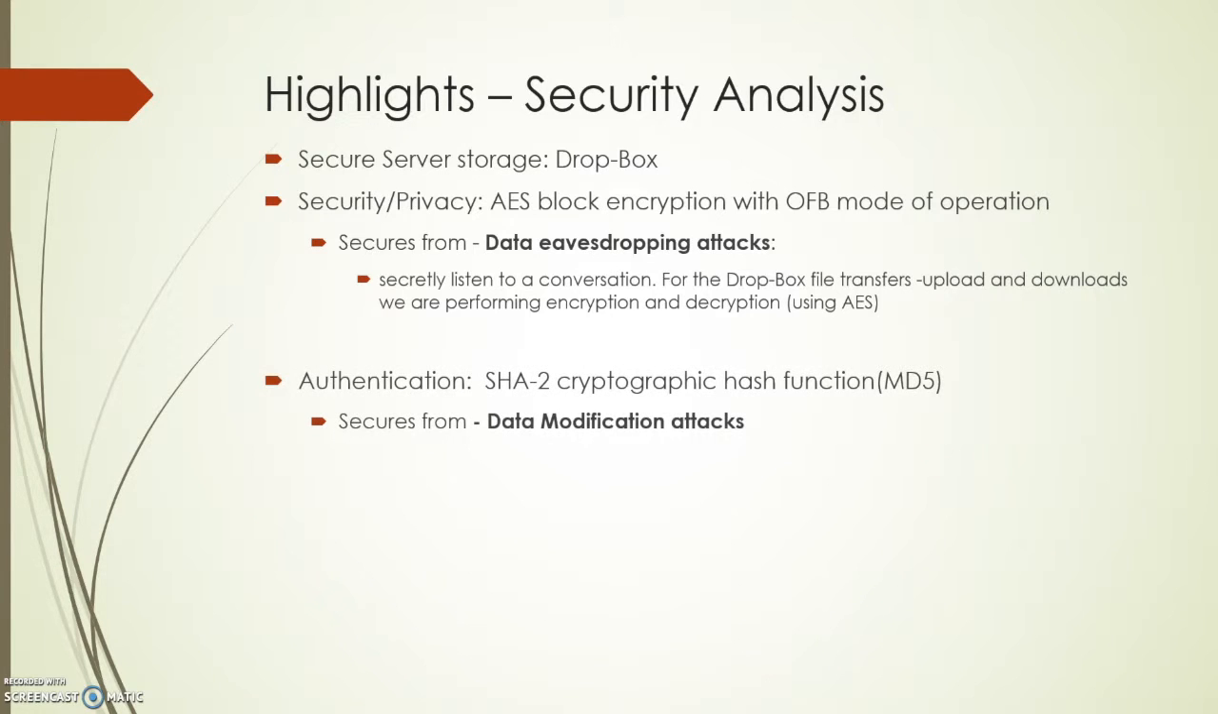The second one is the SHA-2 cryptographic hash function. We have followed this approach to secure the application from data modification attacks. For example, the application computes the hash of the downloaded file and compares the result to the previously published hash result, and it will show the user whether the downloaded file has been modified or tampered with.